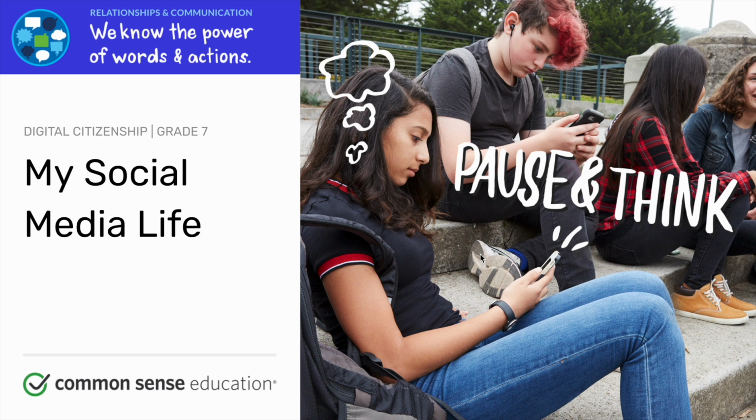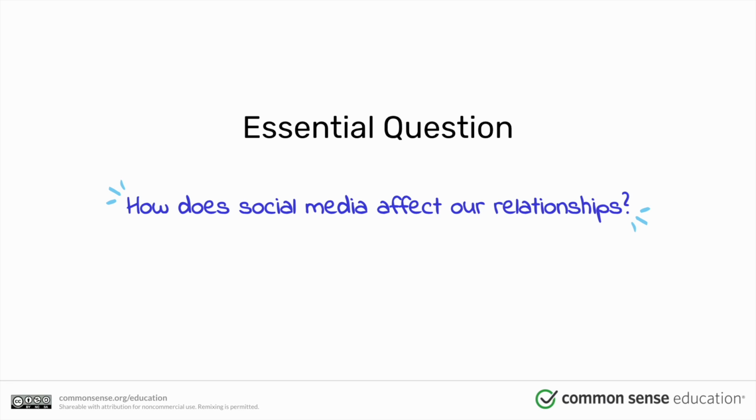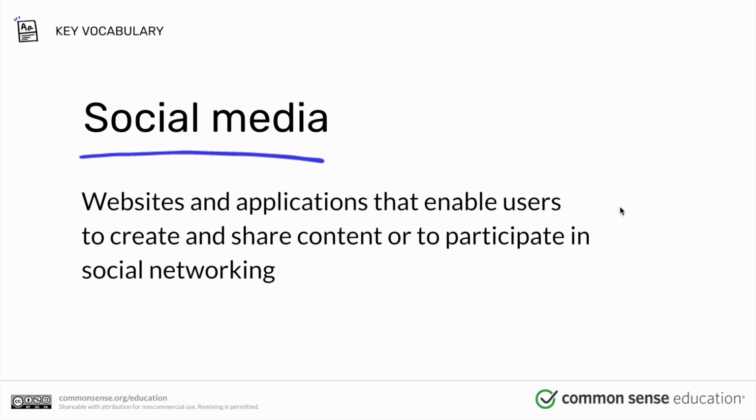All right, the second topic we're going to talk about today is your social media life and pausing and thinking when we're on social media. So the question we're looking at here is, how does social media affect our relationships? Social media, first of all, are websites and applications that enable users to create and share content or to participate in social networking. So things like Snapchat, Instagram, those are probably the most popular for you. YouTube, Facebook, X, and there are lots of others, but those are examples of social media.